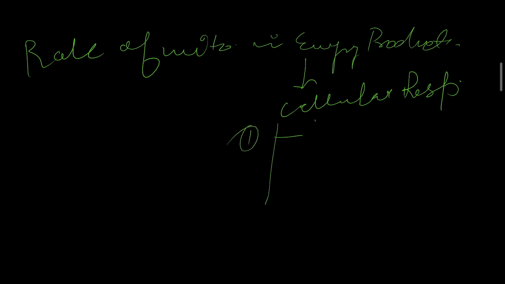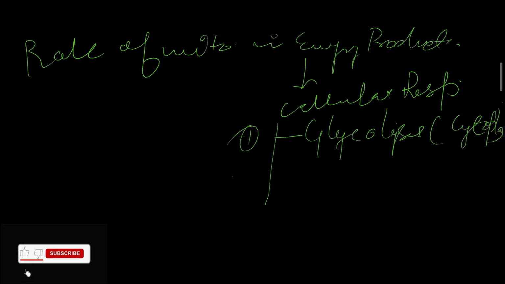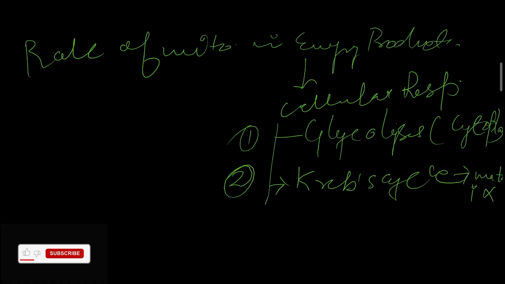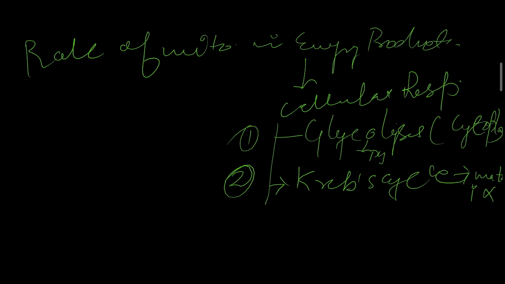First is glycolysis. Glycolysis occurs inside the cytoplasm. In glycolysis, the breakdown of glucose into pyruvate occurs, producing a small amount of ATP and NADH. It occurs outside the mitochondria, in the cytoplasm. Second is the Krebs cycle. It occurs in the matrix. In this, pyruvate enters the mitochondria. In the first step, pyruvate is formed. Now the pyruvate enters the Krebs cycle.